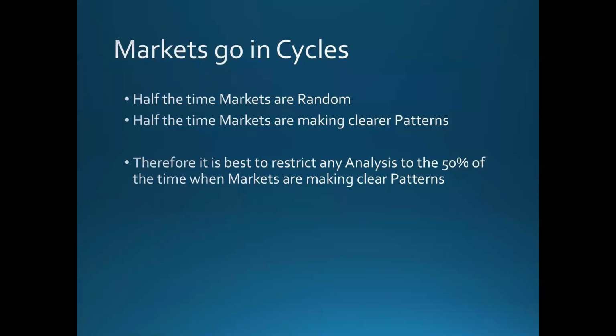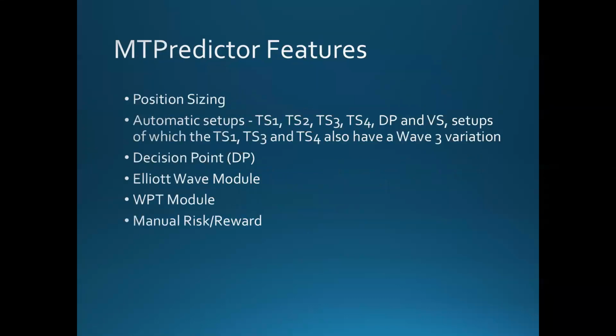And I think it's also the basis why I believe so many black box systems and so many systems out there at the moment basically failed to stand the test of time, because half the time the markets are basically not doing what you want. The market's random. So it's best to only restrict your analysis to the 50% of the time, i.e. half the time, when the markets are making clear patterns. Now that sort of seems to make sense. So hopefully I'll build on that and show you how I fit that in with what we're doing here as the presentation goes on.